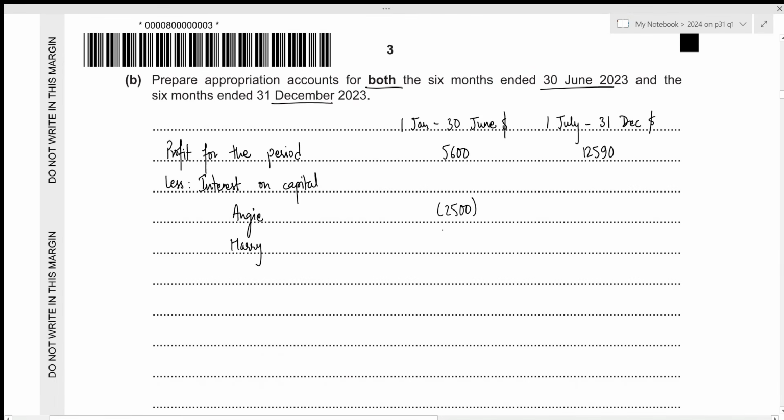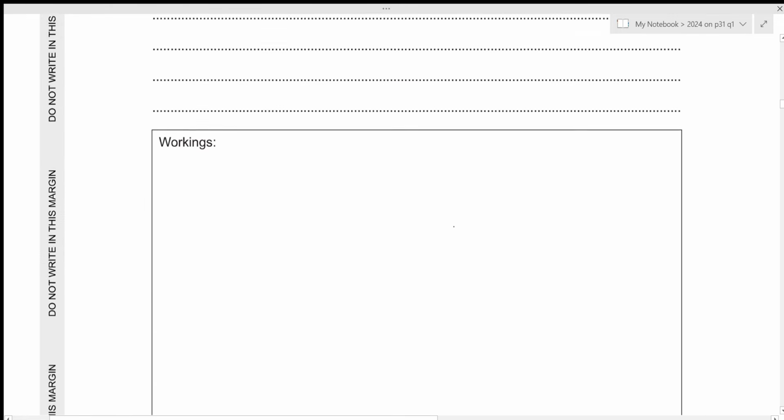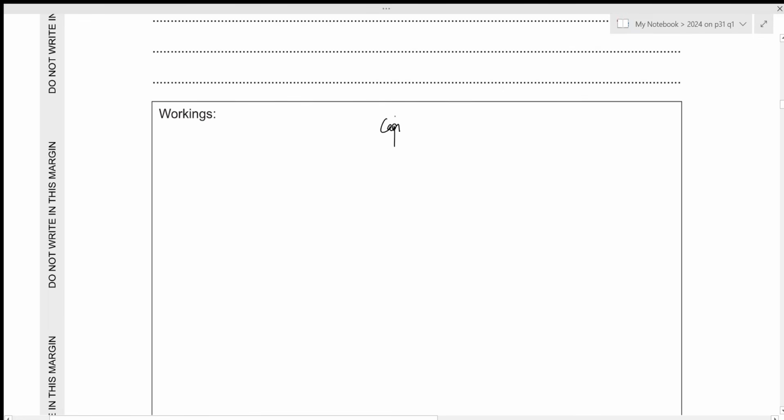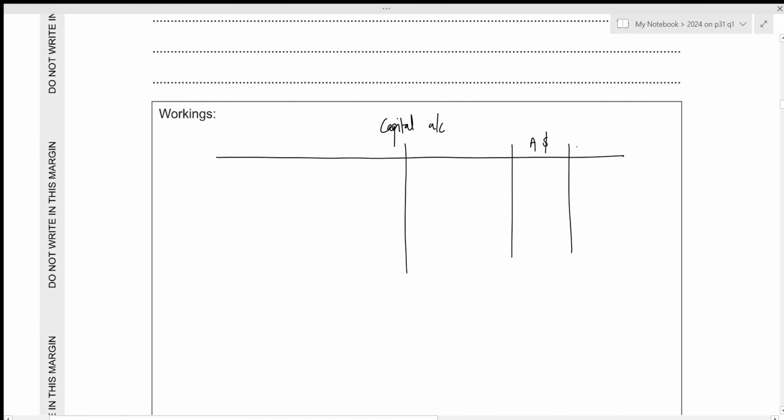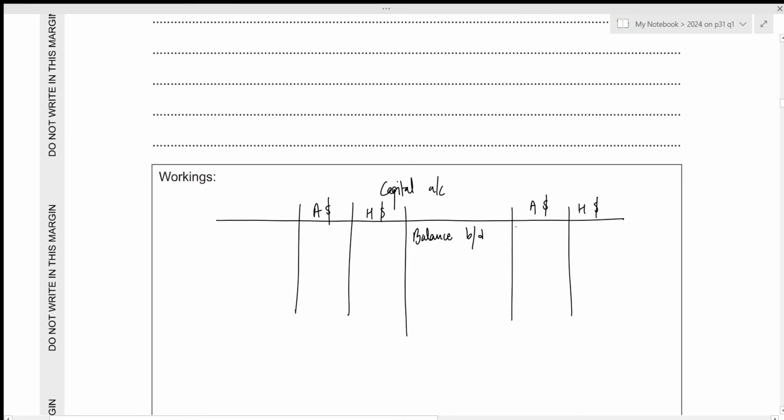So 2,500 and 1,500. Now for the second half of the year, since there was change in the partnership agreement, there will be changes within our partnership capital balances as well. So we need to figure out the new capital balances. We have the working section, so we need to prepare our capital accounts here. And we can just create it roughly. So we have it for Angie and Harry, and again Harry and Angie. Okay, we need to start with the opening balance. It will always be on the credit side. So the given opening balance was 50,000 for Angie, 30,000 for Harry.